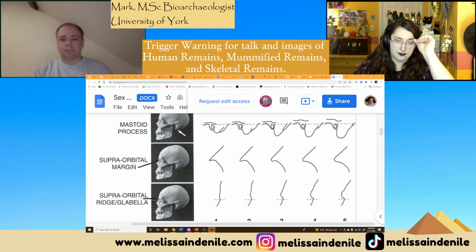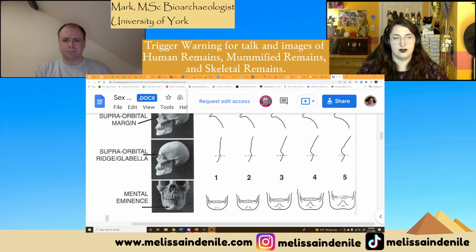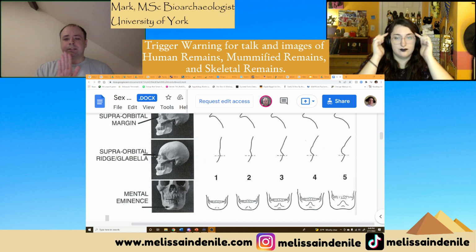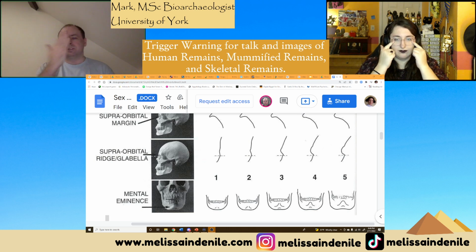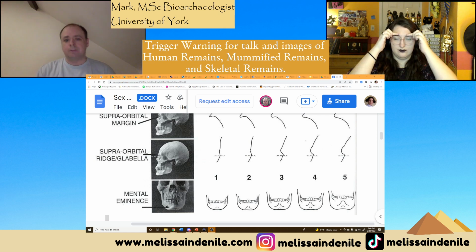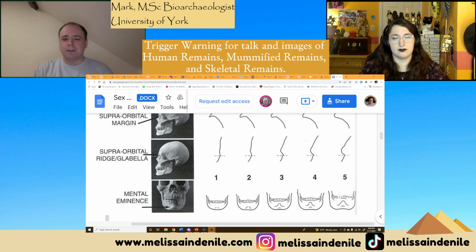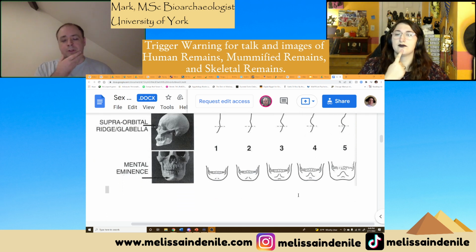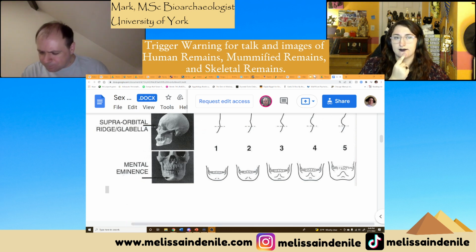The glabella, which is the fourth one, is the supraorbital ridge. If it's straight up, like your forehead just going straight up, typically that's going to be a female. But if it slightly dips out and then up, that's going to be a male. And then finally, the mental eminence, which is going to be on your mandible or your jaw. If it's more squared, it's going to be a male. More rounded, it's going to be female. Pretty cool.